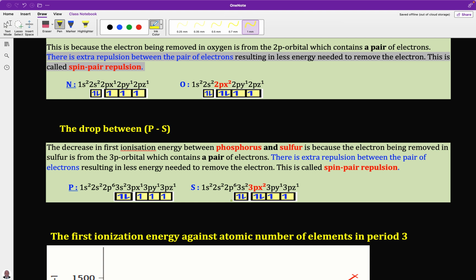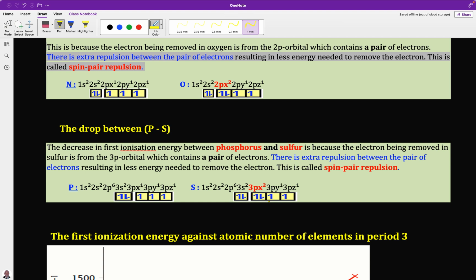But for sulfur, even though 2 of the orbitals in the 3p subshell are half filled, where is the electron going to be removed from? It's going to be removed from one of the pair of electrons here. Because of this pair of electrons spinning in opposite direction, there is repulsion between them. When there is repulsion between a pair of electrons spinning in opposite direction, they go further away from each other as a result of that repulsion. And when electrons are further away from each other, less energy is needed to remove one.